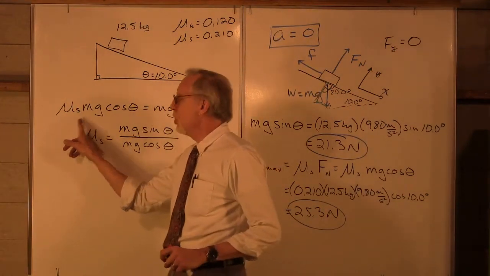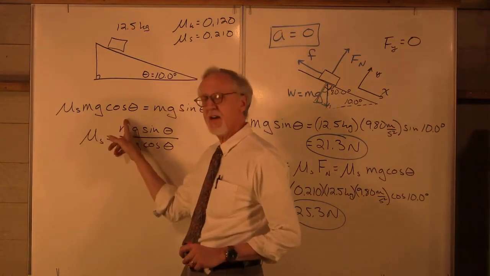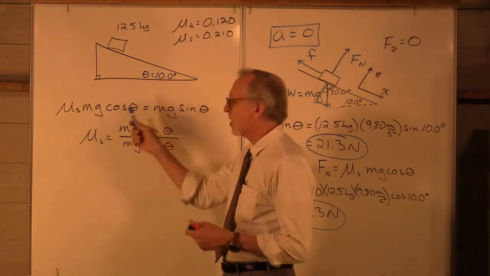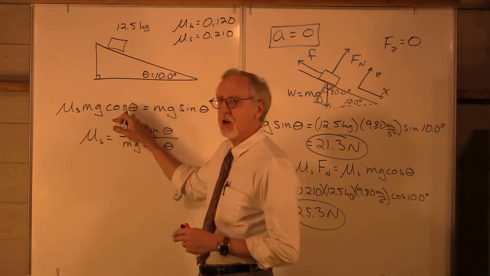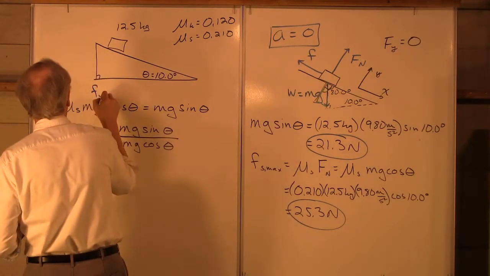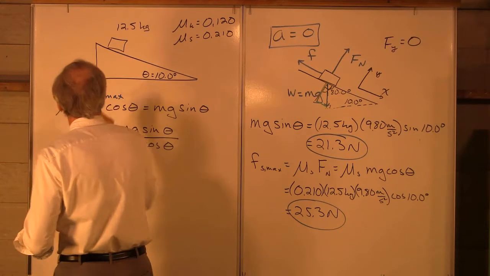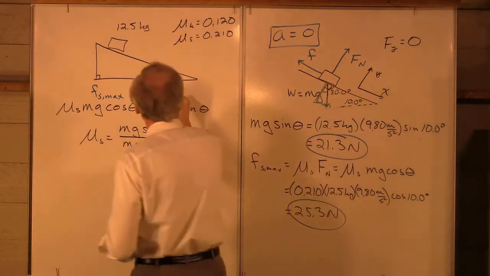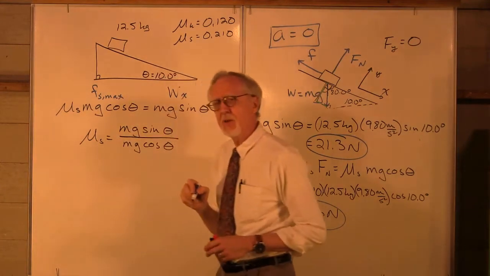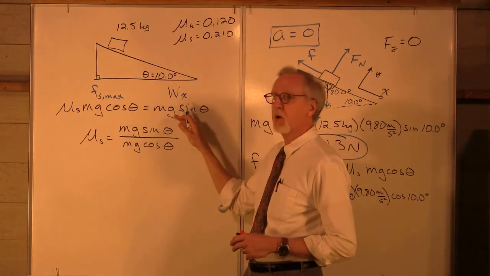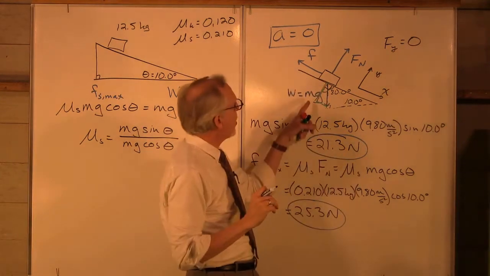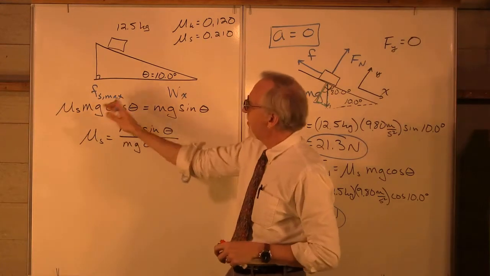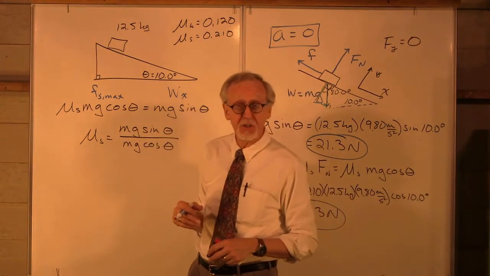Setting mu s mg cos theta, which is Fs max, equal to mg sine theta. Let's just remember, what are these quantities? Mu s mg cos theta, that is Fs max. Mg sine theta, what's that? That is W sub x. We're comparing the force down the incline, the component of the weight acting down the incline, with Fs max, the maximum value of the frictional force.